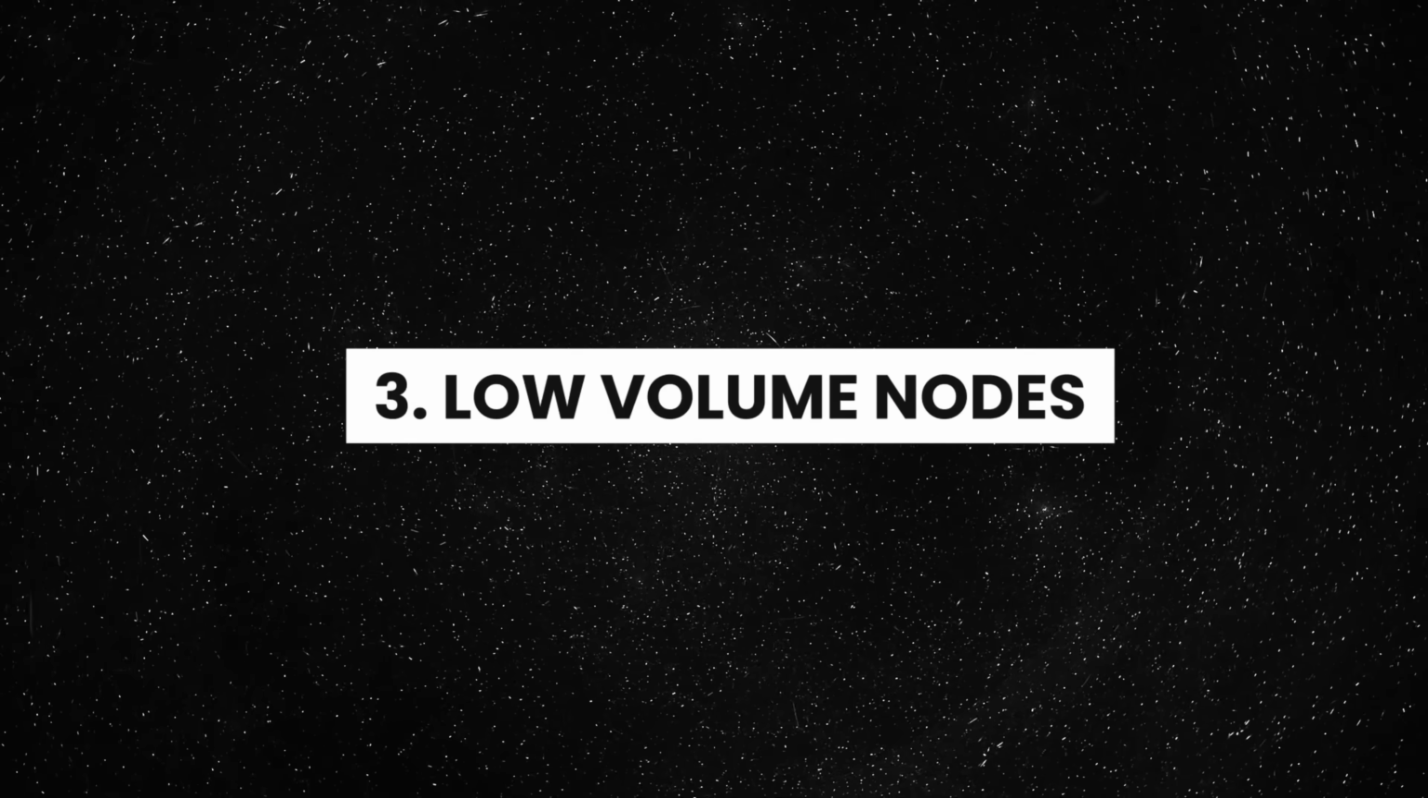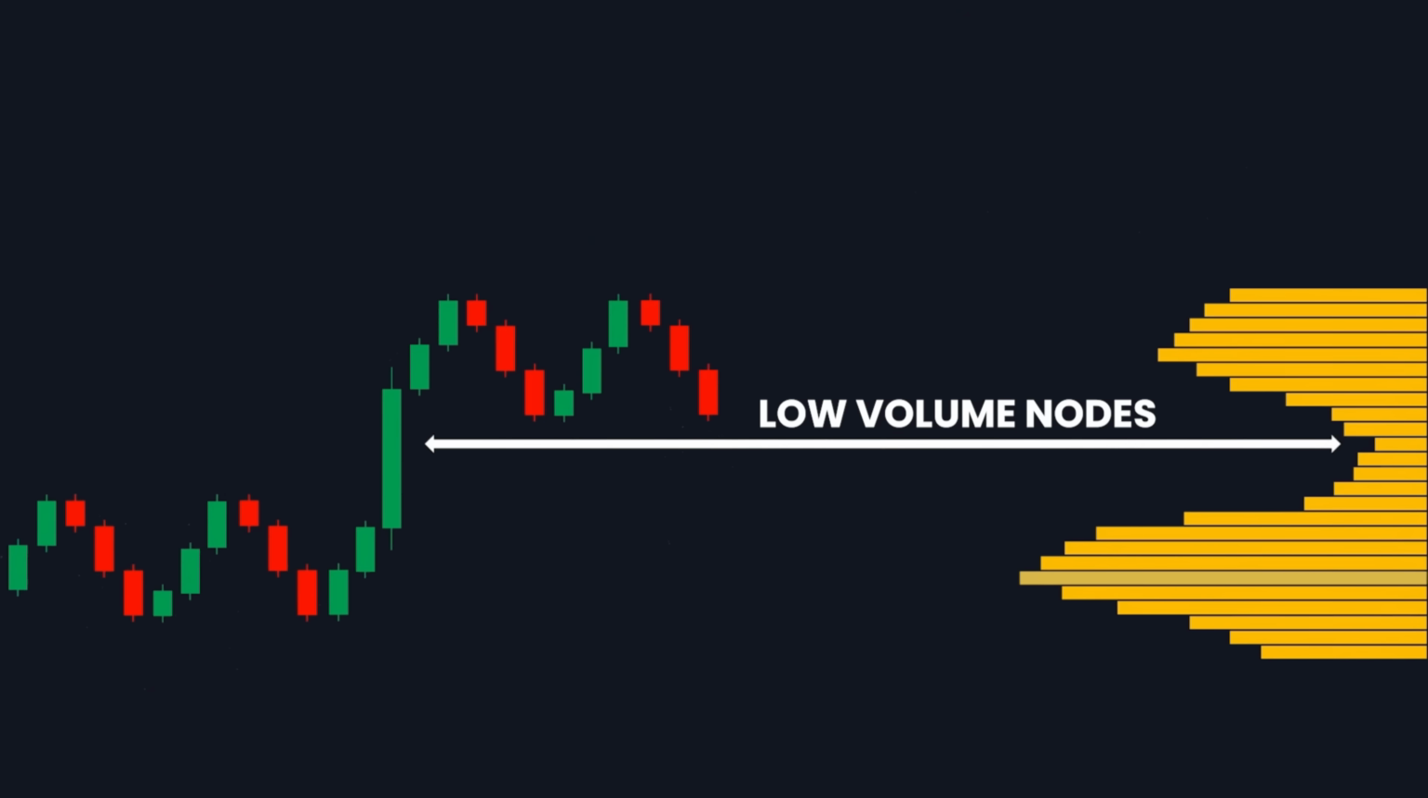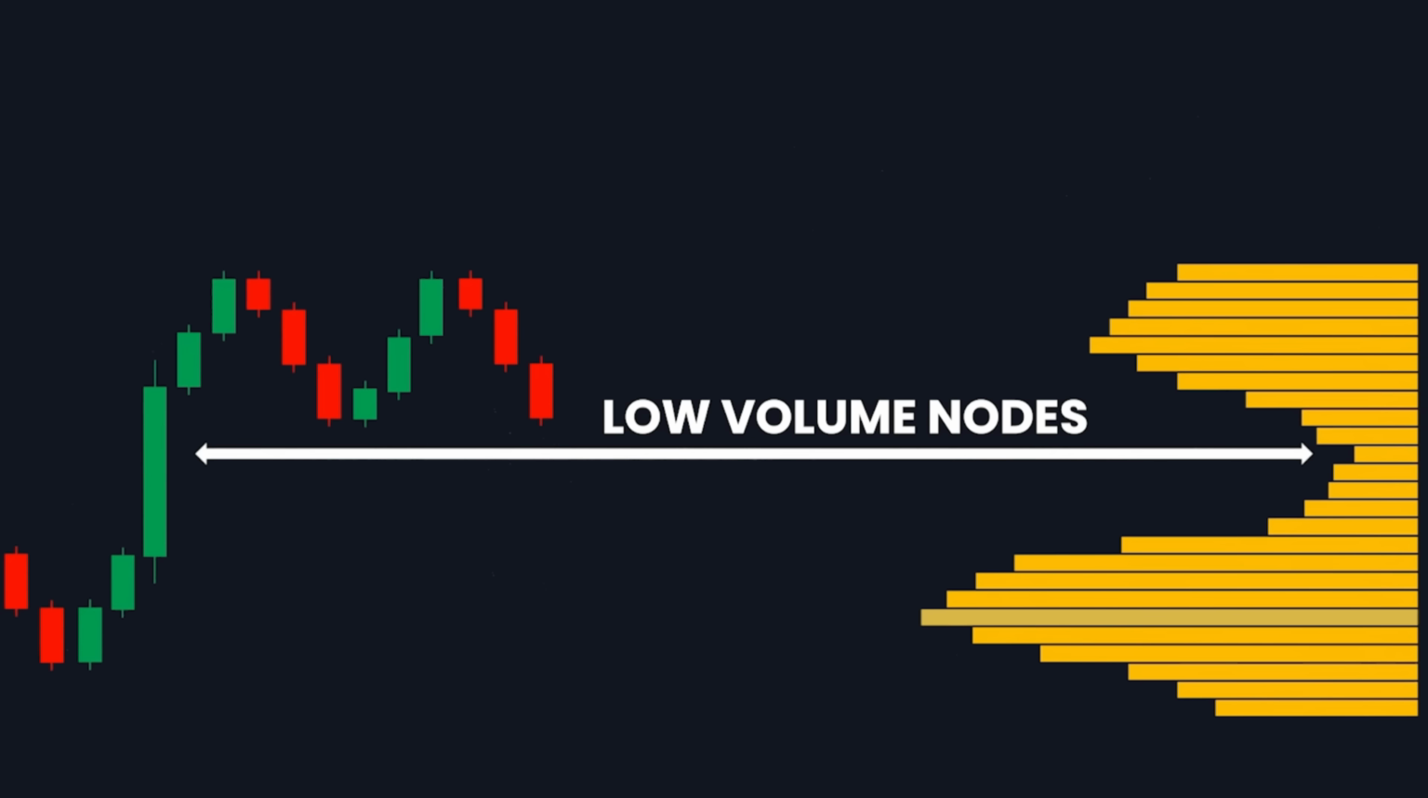3. Low volume nodes. The thin spots. Price levels where almost nobody traded. These are the fast lanes of the market. Price rips through them like they don't exist because structurally they don't. Nobody is there to slow it down.